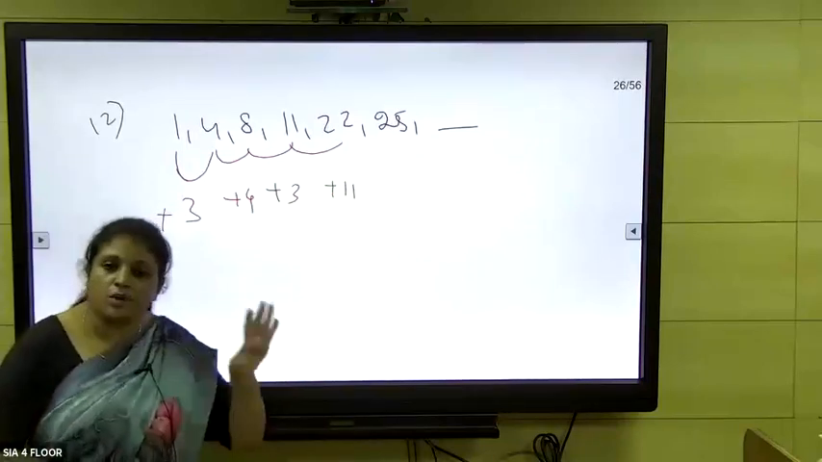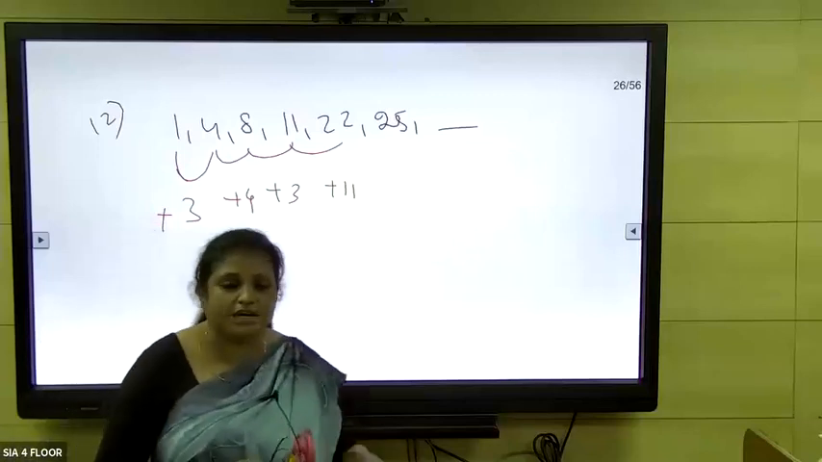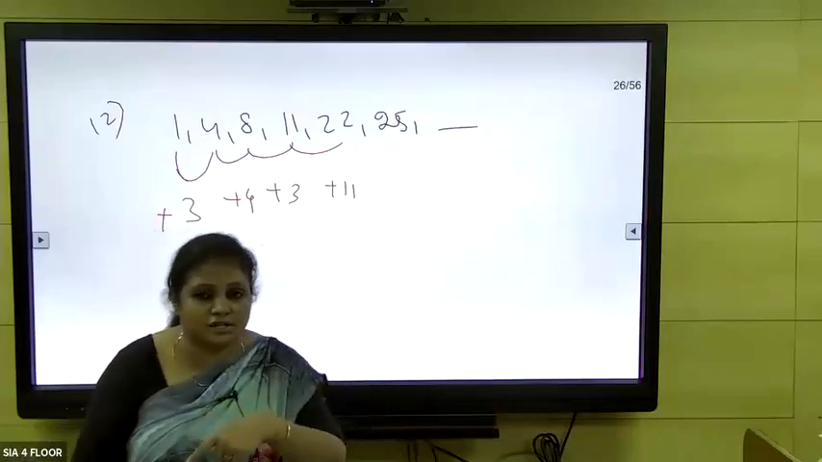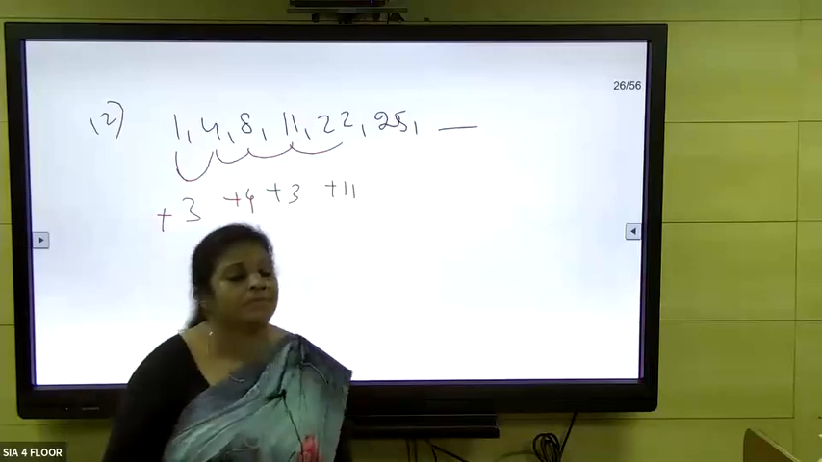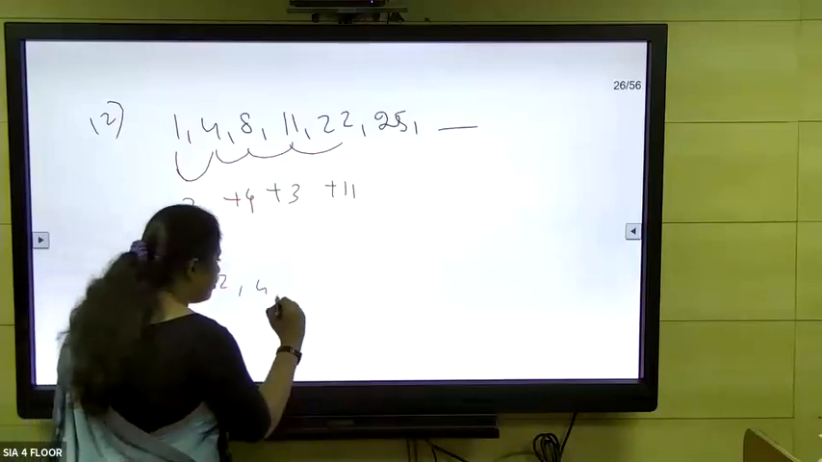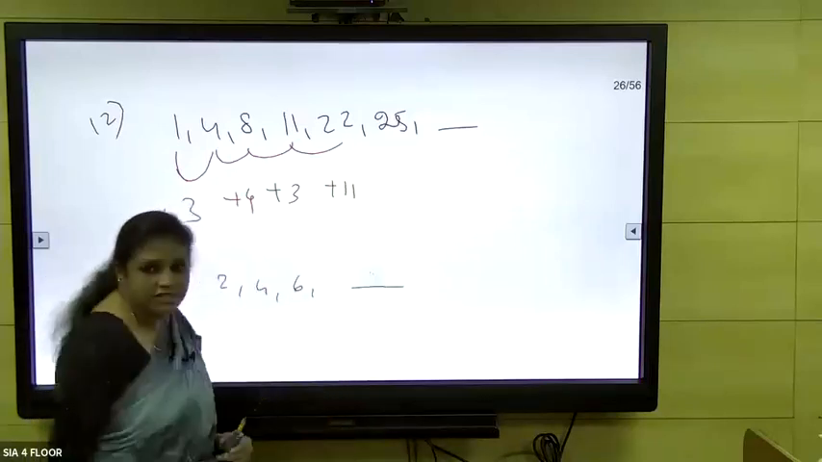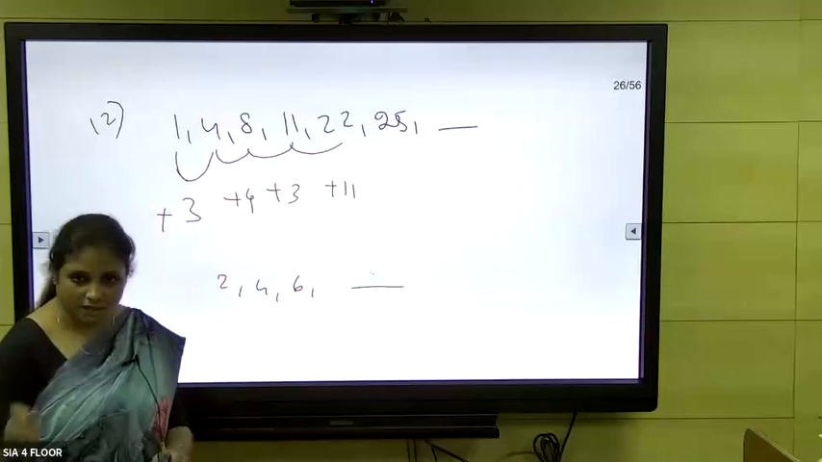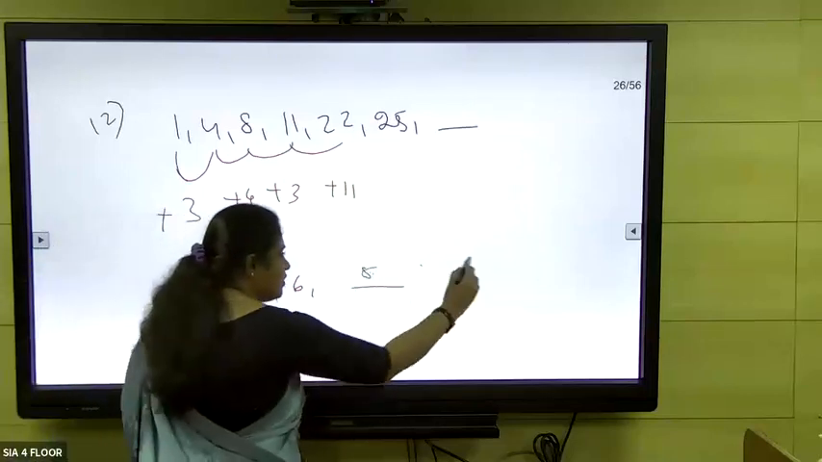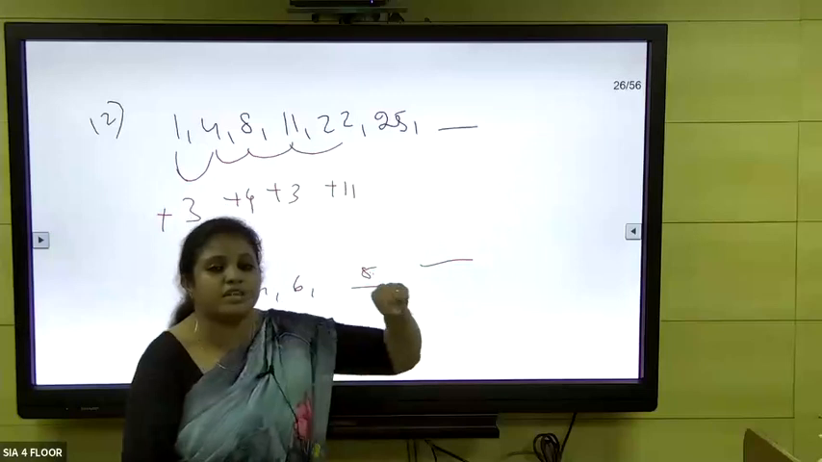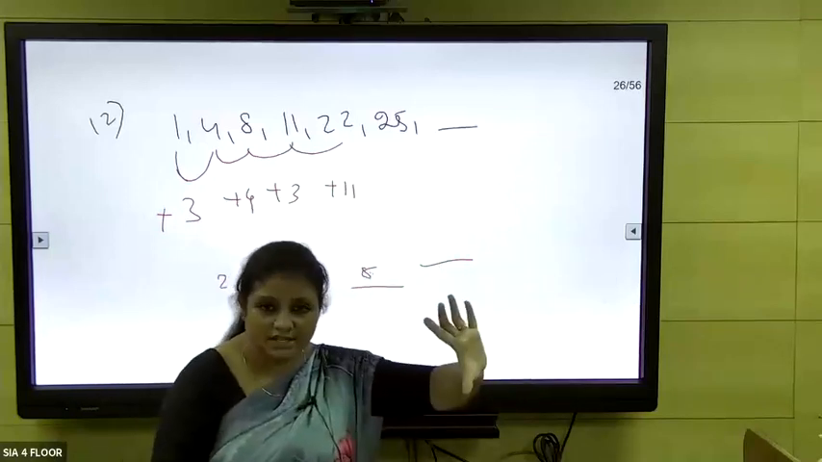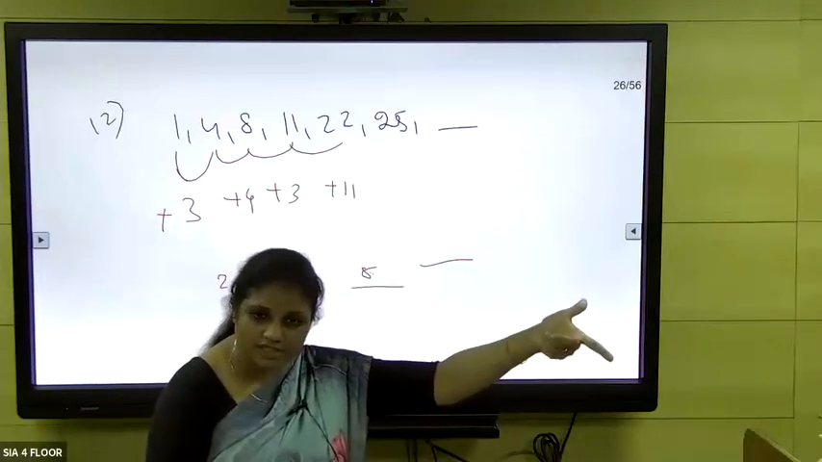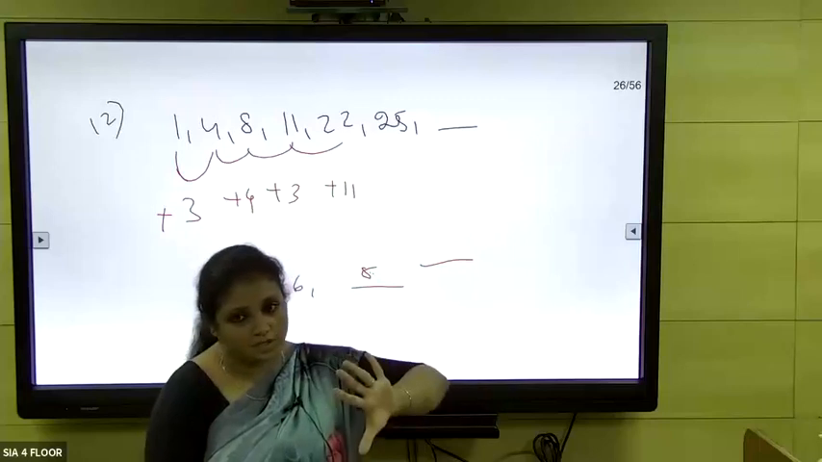3, 4, 3. You know what is meant by a logical sequence? I'm telling you this has logic, this doesn't have logic. See, if I tell you 2, 4, 6, can you say what the next number is? 8, correct? So this sequence contains some logic. If you are able to say what the next number is, then it is a logical sequence. If you're unable to say what the next number is, then it is not a logical sequence.